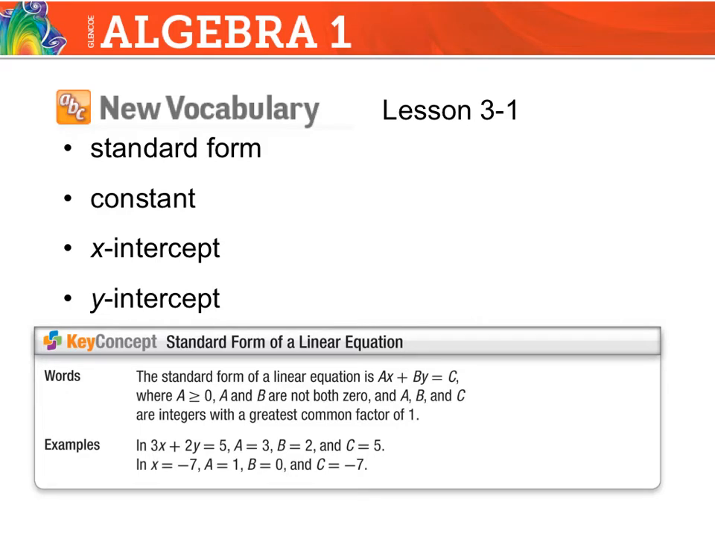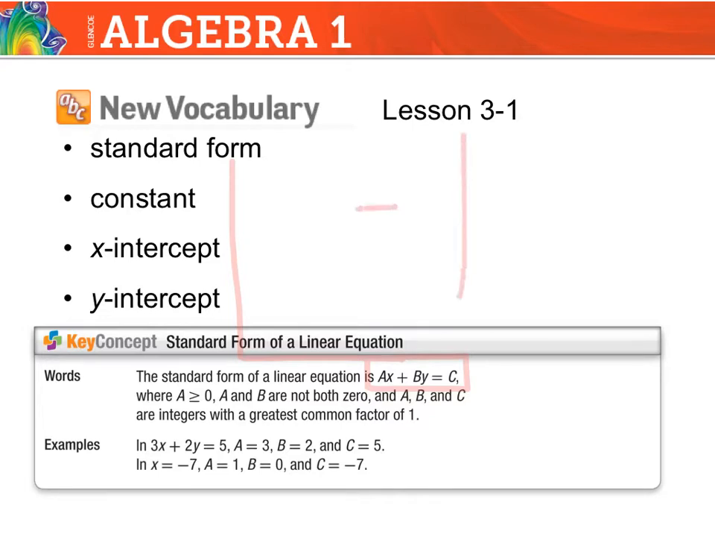All right, so a lot of stuff going on here. Guys, we've got some new words here: standard form, constant, x and y intercepts. Just a quick reminder on some of these. First off, standard form looks like this: ax plus by equals c. A and b are just the coefficients in front of those 2 variables, x and y. C is just a constant, right?